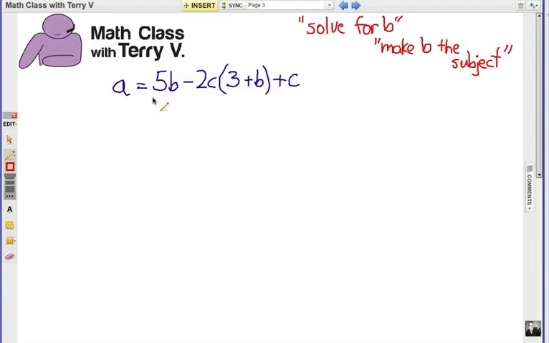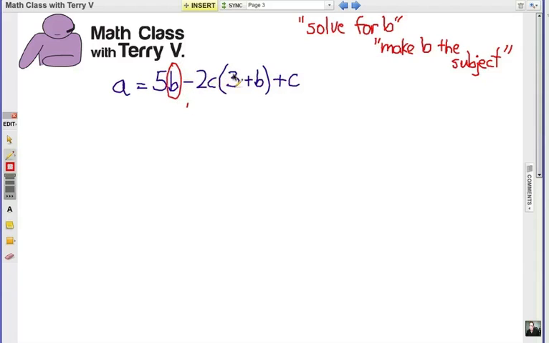So here's the next example. A equals 5b minus 2c times the quantity 3 plus b, plus c. Now it's a fairly complicated equation. We have some distributive property things to deal with. And the question is, how do you solve that for b, or make b the subject? This is a literal equation, of course.